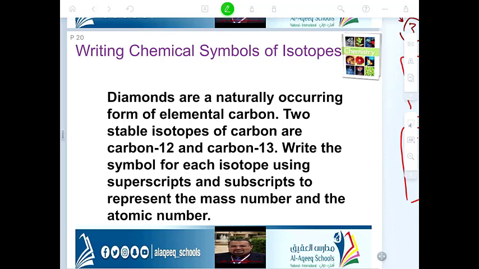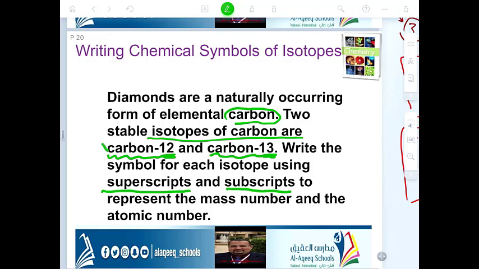Writing chemical symbols of isotopes. Look, diamonds are naturally occurring from elemental carbon. Diamond is a type of carbon. We have two stable isotopes of this carbon. One is called carbon-12, meaning it has mass number 12, and carbon-13 has mass number 13. We need to write the symbol of each isotope using superscript and subscript to represent the mass number and the atomic number. How? It's easy.